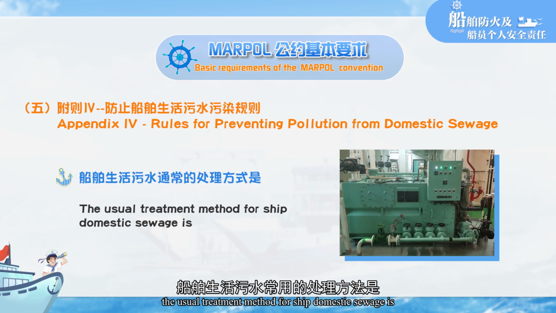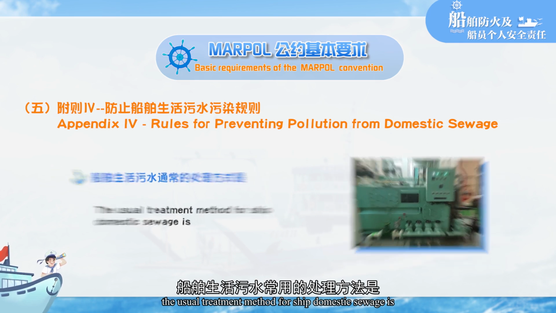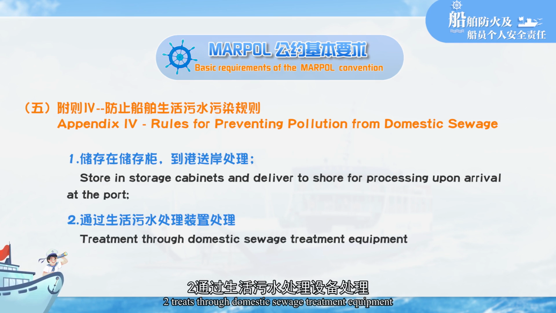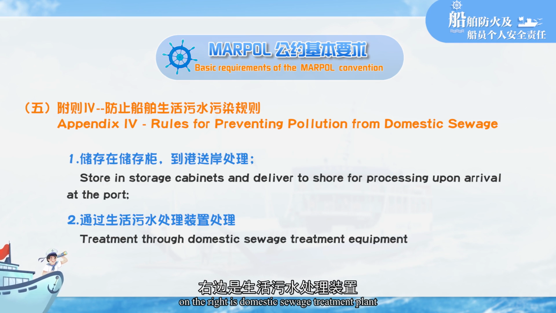The usual treatment method for ship domestic sewage is 1. There is a storage tank on board. If the port cannot discharge it, it must be stored in a storage tank and sent to the shore for treatment. 2. Treat through domestic sewage treatment equipment. On the right is our domestic sewage treatment plant.